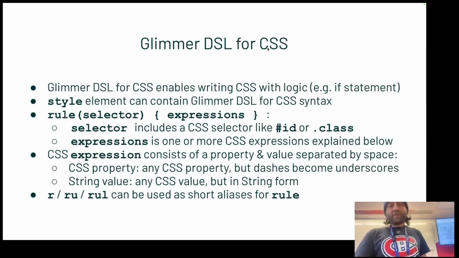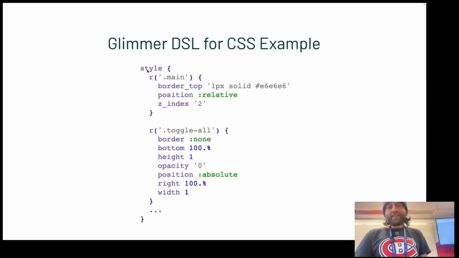So there's a Glimmer DSL for CSS. I didn't get into it much, but basically inside any style block, you can say I want a rule for .main or for .toggle all or for any CSS expression you want to put here. And then you just open a Ruby block and then you declare CSS properties.